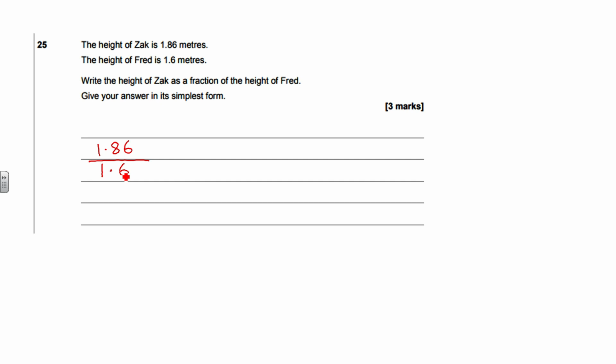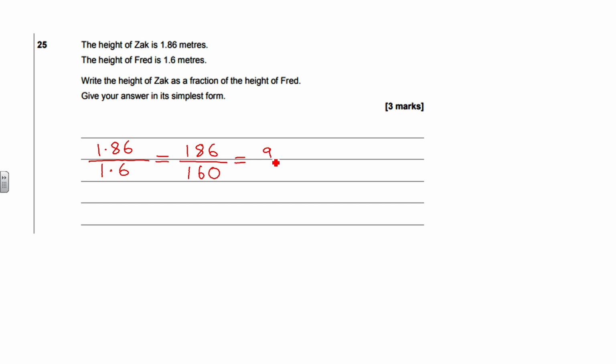Lovely. So we can't really have a fraction with all these horrible decimals in. So I'm going to multiply the top and the bottom by the same thing to make them whole numbers. So 1.86 times 100 is 186. 1.6 times 100 is 160. So let's work in centimetres. It's a lot nicer, isn't it? 186 out of 160. So then I can simplify that.